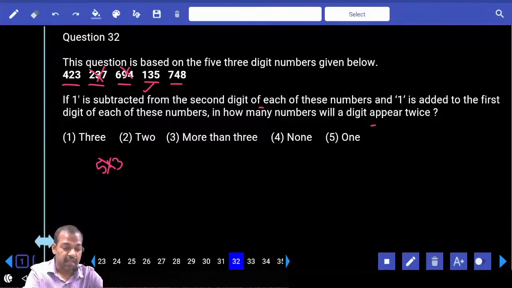838. So here we can see 8 and here also we can see 8. The digit is repeated twice or not? How many such numbers are there here? 2 numbers.